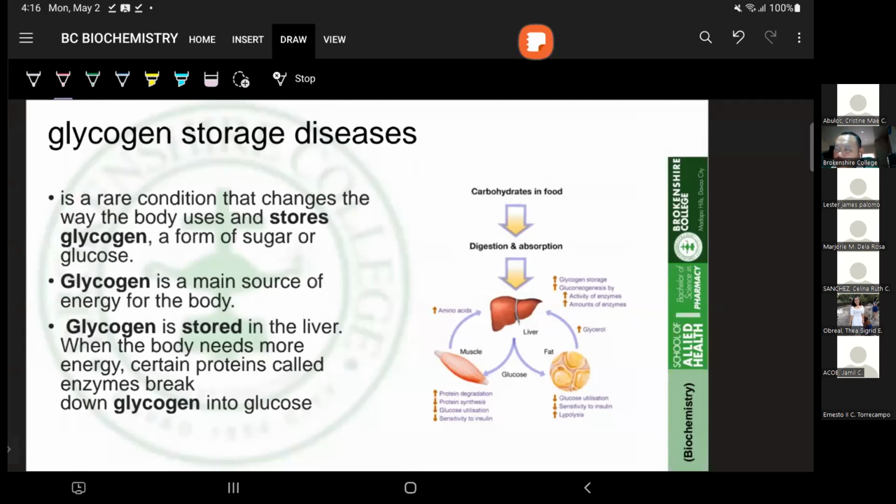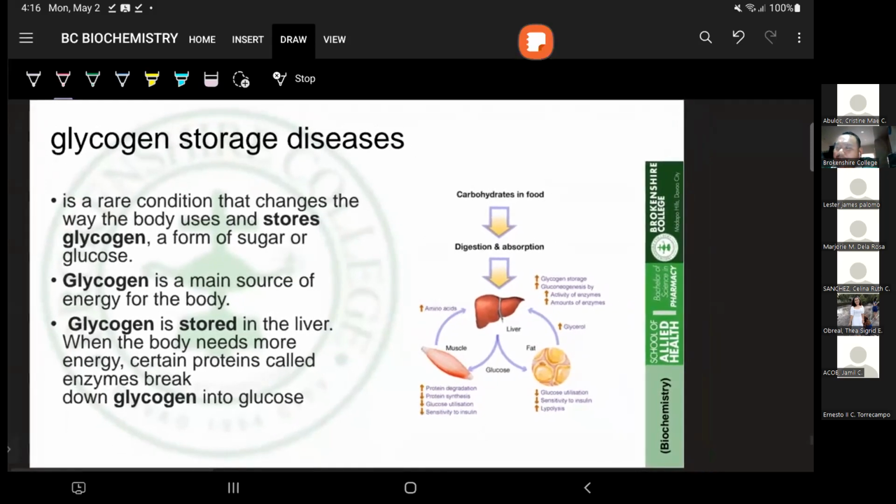Okay, it is rare. Let's go here. Glycogen storage disease is a rare condition that changes the way the body uses and stores glycogen, a form of sugar or glucose. Glycogen is the main source of energy in our body and is stored in the liver. When the body needs more energy, certain proteins called enzymes break glycogen into glucose, promoting what we call glycogenolysis, the breakdown of glycogen to glucose.